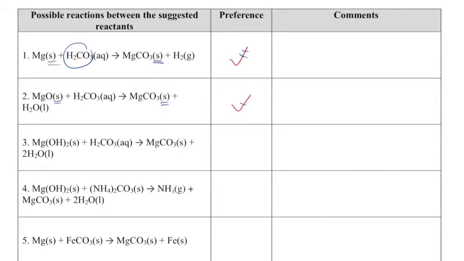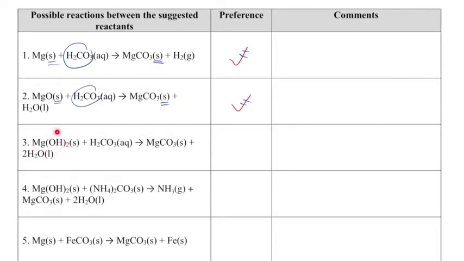And again, because we're using carbonic acid here, which is not very stable, carbon dioxide is going to escape readily. Again, I put another line on the tick. Okay, so that's for the second reaction. Let's move on to the third reaction. What do we have this time? For the third reaction, we have magnesium hydroxide.